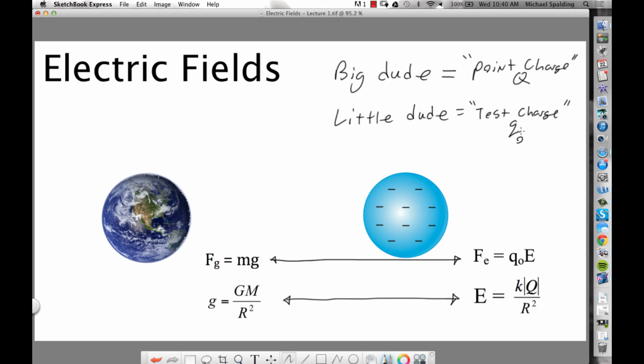Does the absolute value just mean you want all the charges to be positive? In here? Yeah, when you plug into this equation, don't worry about sign convention. The equation is not going to tell you the direction of the electric field. So the next thing I'm going to talk about is the direction of the electric field.